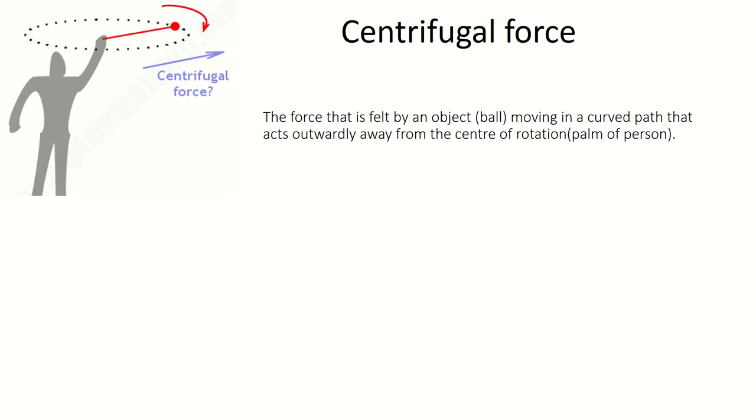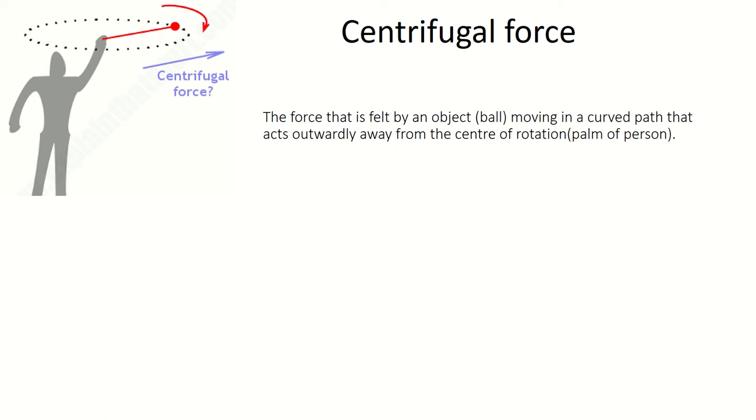This is the force that is felt by an object moving in a curved path that acts outwardly away from the center of rotation. So this is the force. It is felt by an object. Here the object is the ball, and that object always moves in a curved path. So the centrifugal force is felt whenever the object moves in a curved path, and it always acts outwardly, means it always tries to push the object out from the center of rotation. So the center of rotation here is the palm.